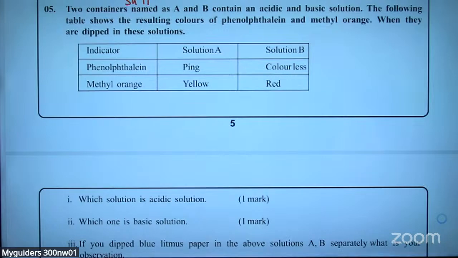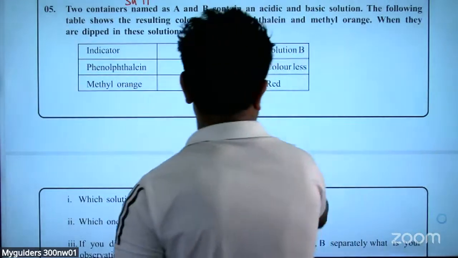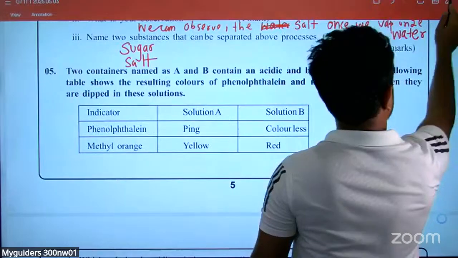Right? You can observe an acid and a base, A and B. But we don't know which is the acid and which is the base. Anyhow, we can observe two different beakers maybe. Right? So the following table shows the resulting colors of phenolphthalein and methyl orange when they are dipped in these solutions. Okay, not pink, pink, pink. Should be pink.